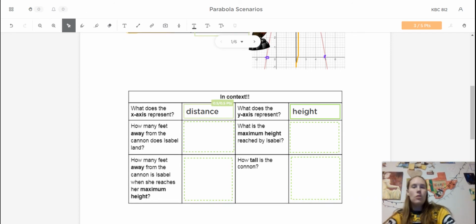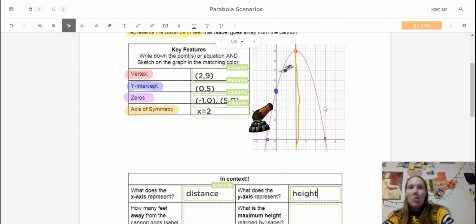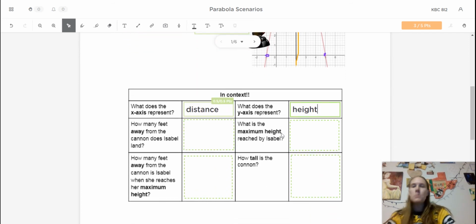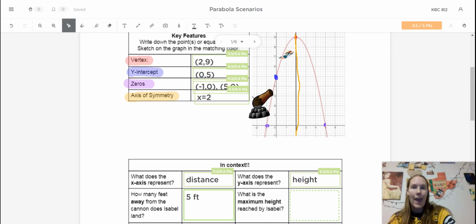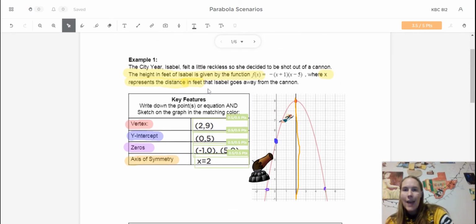Now we go into the actual questions. So the first question here is, how many feet away from the cannon does Isabel land? So she's flying. She lands right here at this x-intercept. So she lands at 5, but we need units. We don't want any naked numbers. So she lands 5 feet away because up here it said in feet.